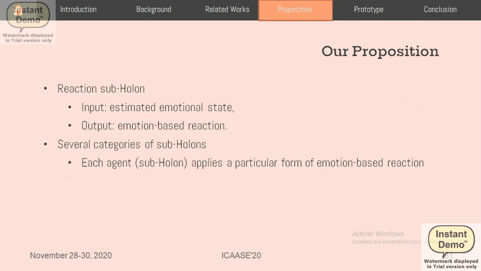Finally, the reaction subholon will take in input the estimated emotional state and will give in output an application of emotion-based reaction. Several categories of subholons can be defined where each agent will apply a particular form of emotion-based reaction.